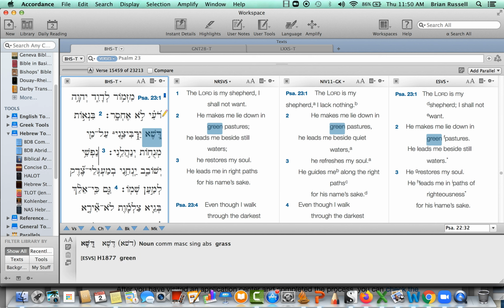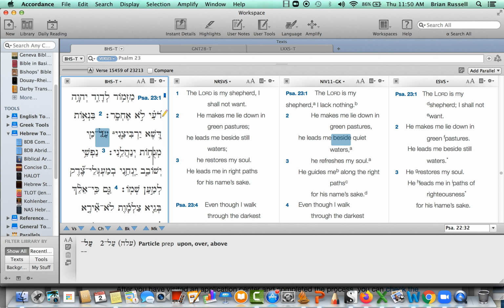So let's look at the second part. Okay, we have a prepositional phrase, preposition al. We have a plural construct of the word for water. So upon waters of, and then we have this word for stillness right here, or still. So upon waters of still. Again, this would be a construct chain inside of a prepositional phrase.